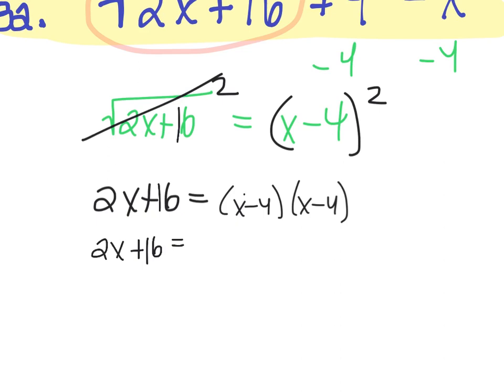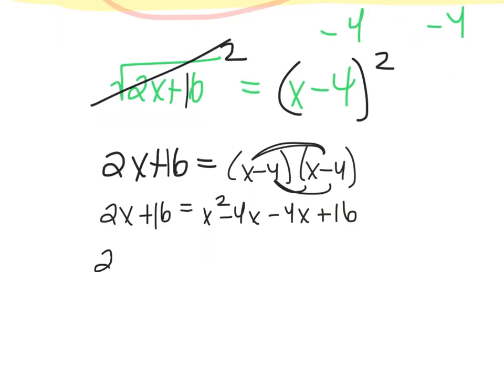So let's FOIL. What's x times x? x squared. What's x times negative 4? Negative 4x. Okay. What's negative 4 times x? Negative 4x. Good. Negative 4 times negative 4? Positive 16. So let's clean it up a little bit. 2x plus 16 on the left-hand side. x squared minus, what's 4 and 4? So 8, negative 8x plus 16.